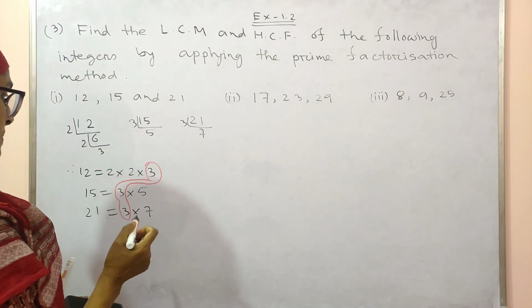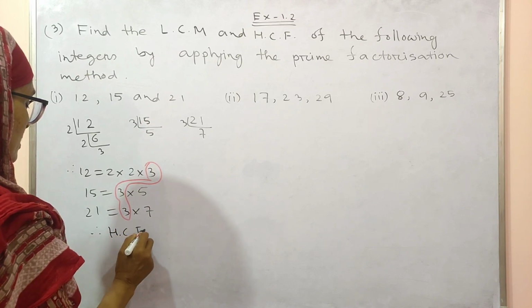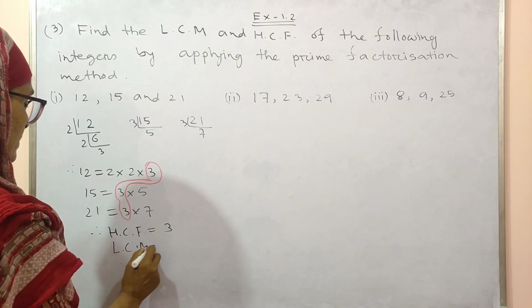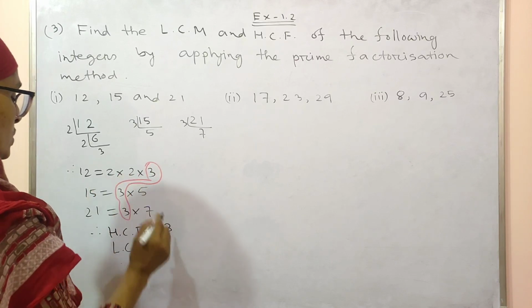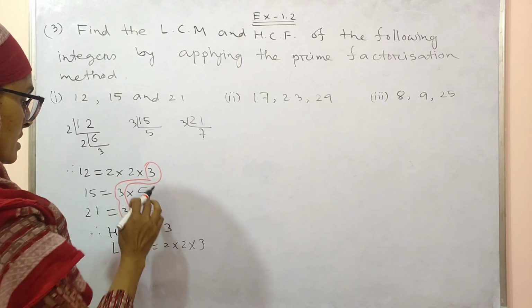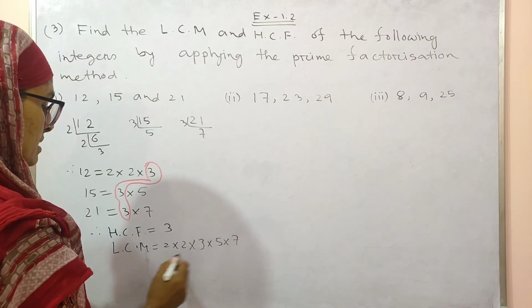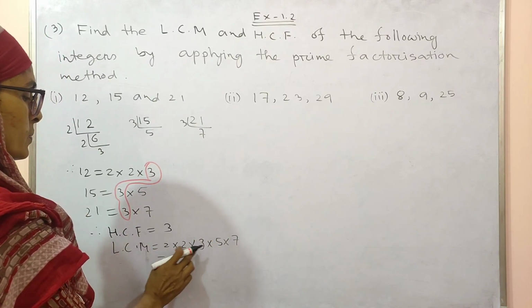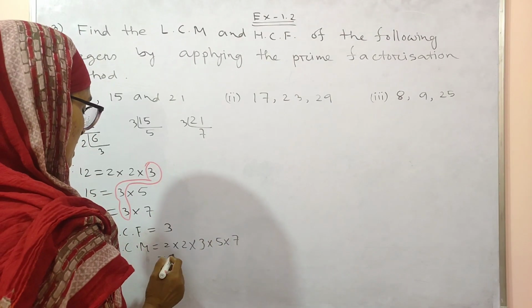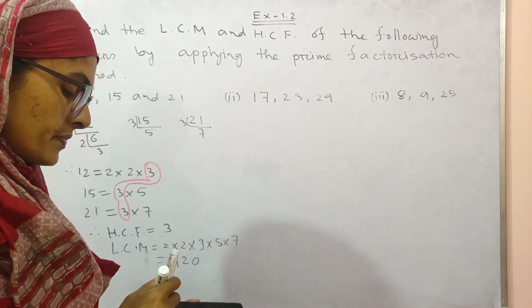Here 3 is common and there is no other common element. So write down HCF equal to 3 and LCM equal to 2 into 2, 3 written one time, 5 into 7. So multiply: 2 twos are 4, 4 threes are 12, 12 fives are 60, 60 sevens are 420. So this is the LCM.